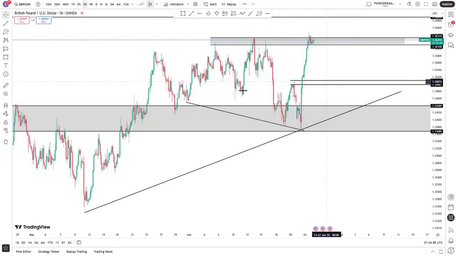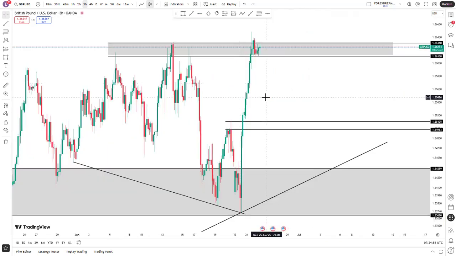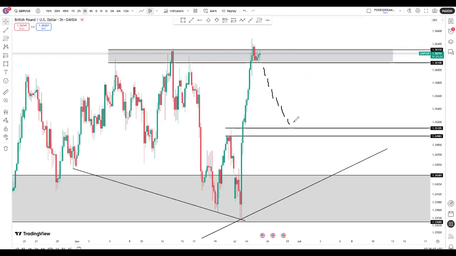Now, bear in mind that this is the 3-hour chart. How long are we going to wait for the market to come down? 3, 6, 9, 12 hours and so on. You'll be doing nothing, just observing the market. People want to find themselves trading. What are you trading? Just wait for the market to come to you.